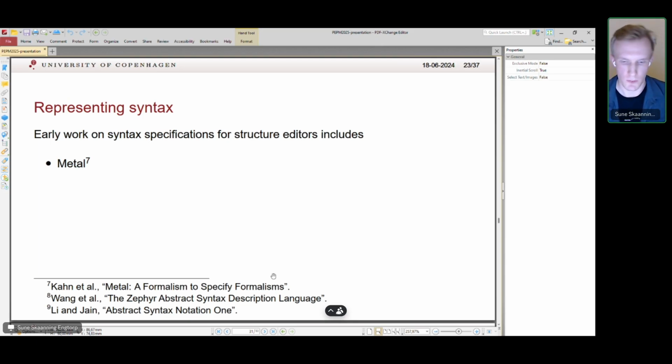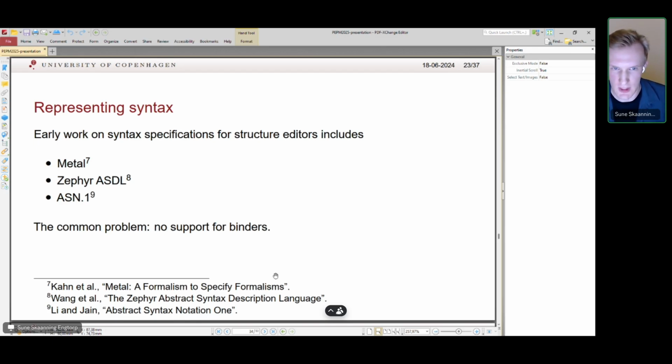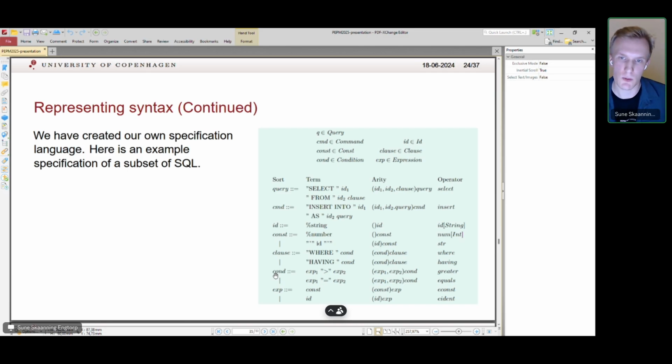In terms of other work on abstract syntax specification, we have Metal, an early formalism presented in the 1980s. And we have the CFIR ASDL, which is also an early example, which stands for Abstract Syntax Definition Language. And we have Abstract Syntax Notation 1, which does have abstract syntax notation in its name, although it has primarily other use cases, such as transmitting data structures over the network. But all of these have a common problem, which is that they don't support binders. So for this reason, we decided to create our own specification language.